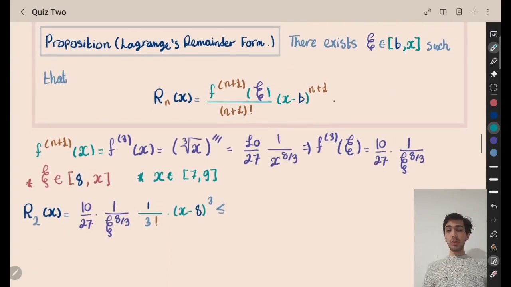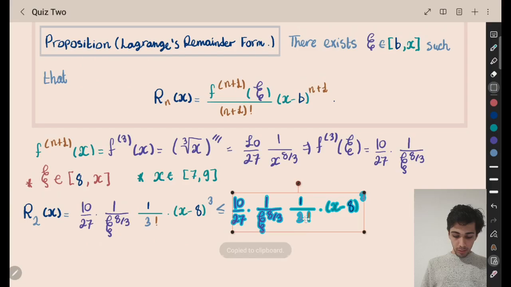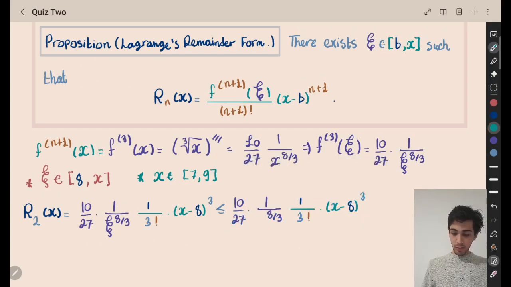Then what we can do is we can write the following. I'll write the exact same term, but instead of psi, I will put 7. And the reason this works, first off, is because x is between 7 and 9, so I choose the smallest value for x. That's attainable. And the second reason why this works is because psi is at least 8.